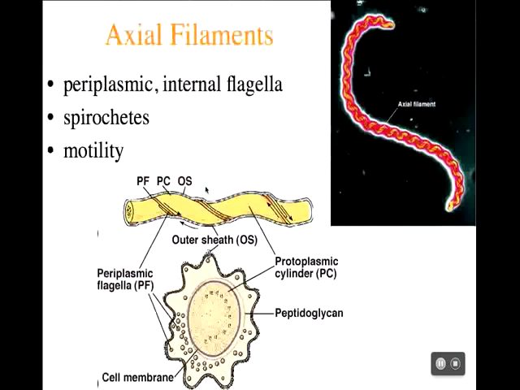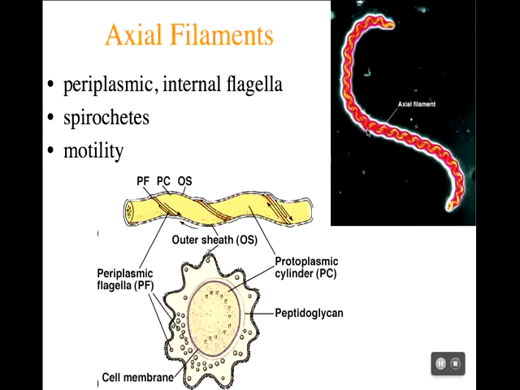While we're here, I want to bring up this structure we talked briefly about before. This is called the axial filament. The axial filament is simply a flagellum, but it's a flagellum that's not completely away from the cell. Let me say that more clearly. This is a flagellum that's attached at one end. You see the flagellum is attached here, and then it's wrapped around the entire cell.